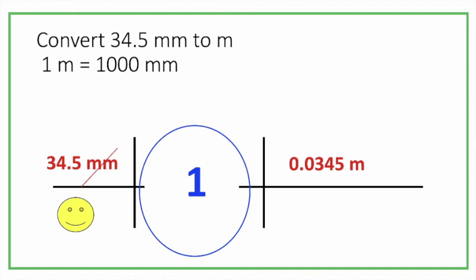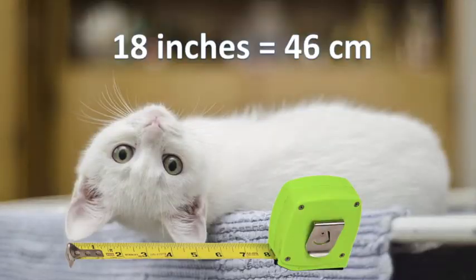So let's go back to that cat again. The actual length of my cat is 18 inches. If I did dimensional analysis, I'd find that this little guy is 46 centimeters. Now, his length is still the same. It's just that we've basically translated it from one language into another language.